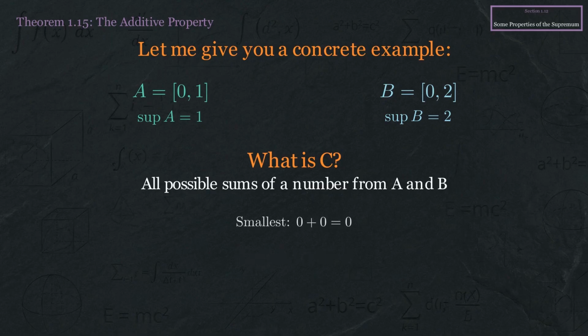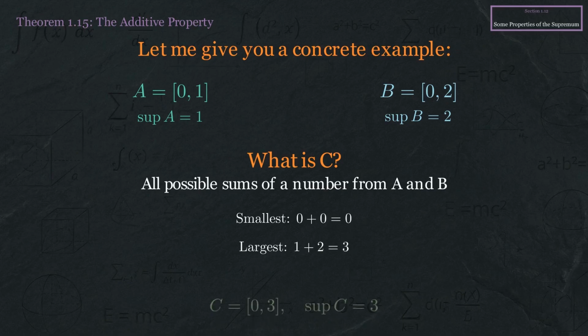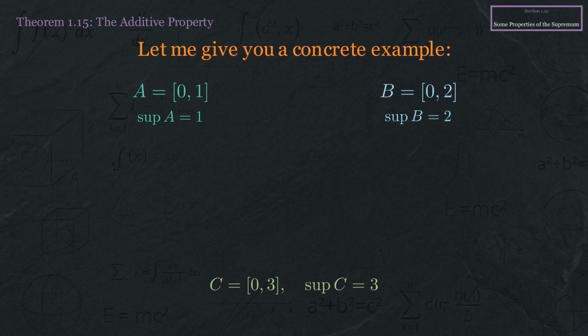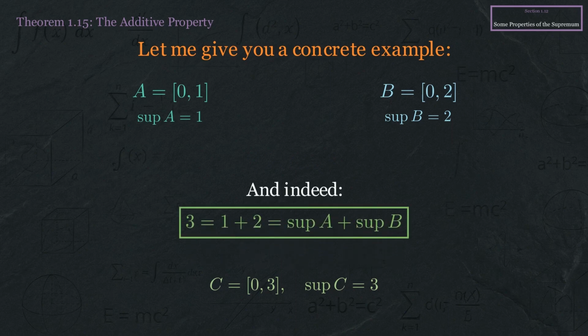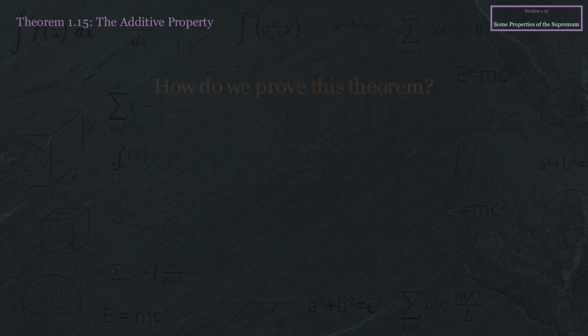The smallest sum is 0 plus 0 equals 0. The largest sum is 1 plus 2 equals 3. So C is the interval from 0 to 3, and sup C equals 3. And indeed, 3 equals 1 plus 2 equals sup A plus sup B. Perfect! How do we prove this theorem?